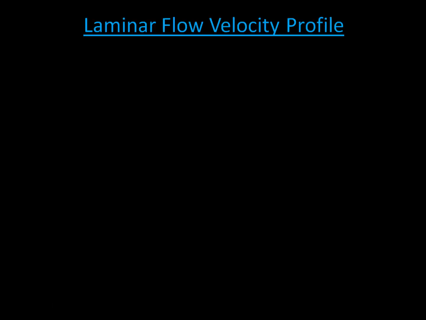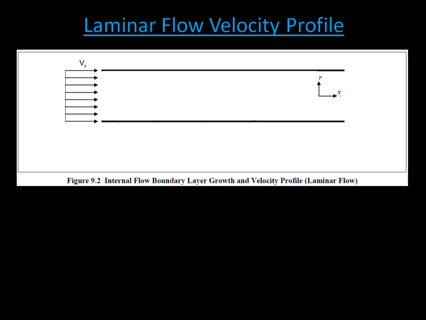So, the laminar flow velocity profile. This is figure 9.2 from your book, and I'm going to break it down piece by piece. I have a flow, and I have a uniformly distributed velocity of a fluid entering that pipe, and I've got my coordinate axes on the right-hand side, where x is the longitudinal axis of the pipe, centered in the center of the circular pipe, and I have the radial direction acting outward in 360 degrees from my longitudinal centroidal axis of the pipe.